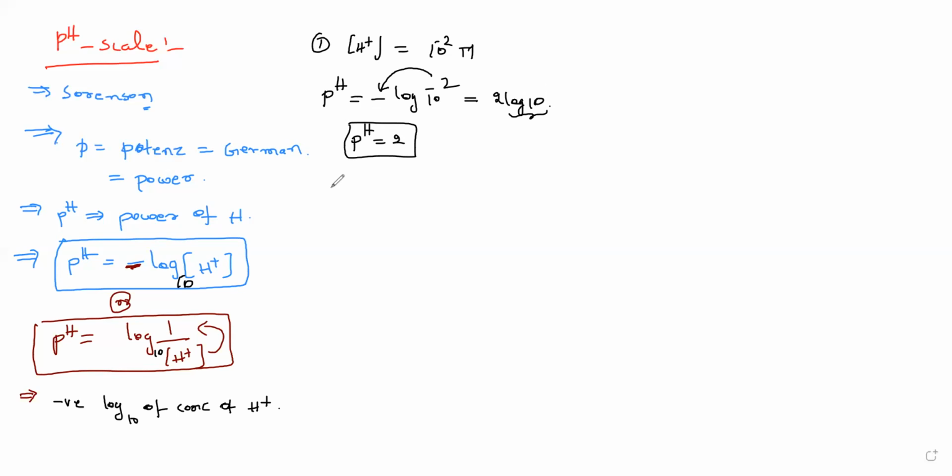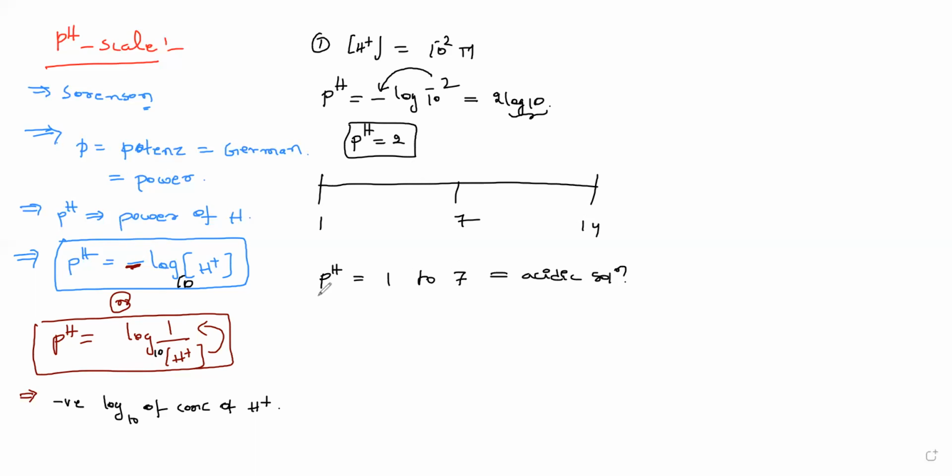But a problem is given. Before that, I'm giving the pH scale. So what is the pH scale here? It is 1, 7, and this is 14. Less than 7. So we can say pH value 1 to less than 7, 1 to 7 is acidic nature. That's why that solution has acidic nature.